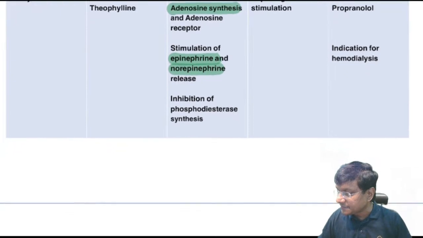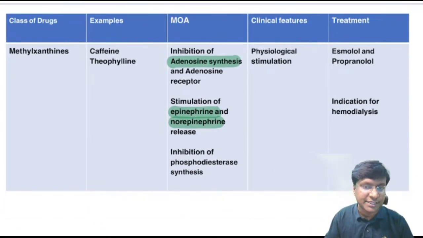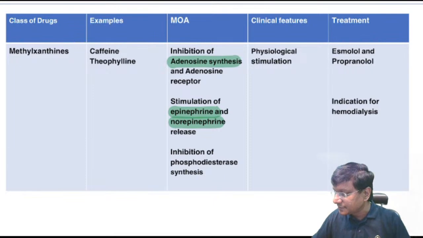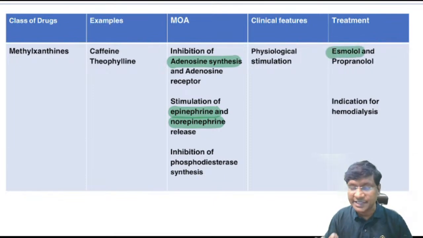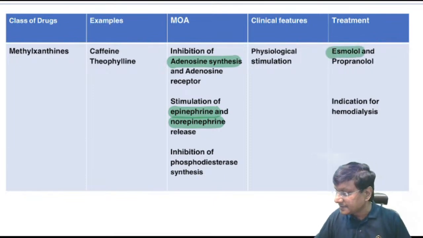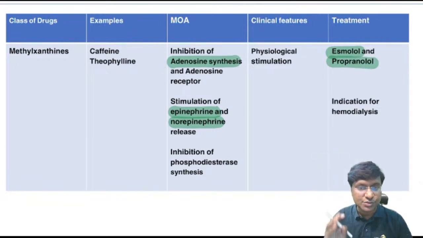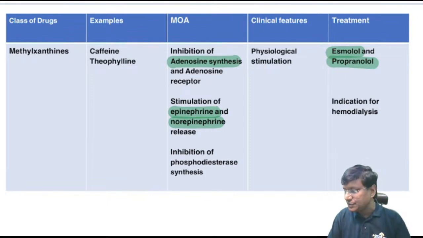Now, what will be the clinical features? They will have physiological stimulation and can have gastrointestinal symptoms. These are the clinical features of methylxanthine overdose. Because of the physiological stimulation due to methylxanthines, the individual can develop tachycardia. For tachycardia secondary to methylxanthine overdose, the drug that we give is esmolol because it is short acting. The other important drug is propranolol, but preferably esmolol is used.